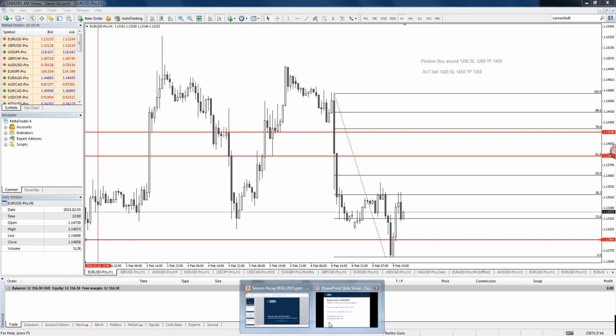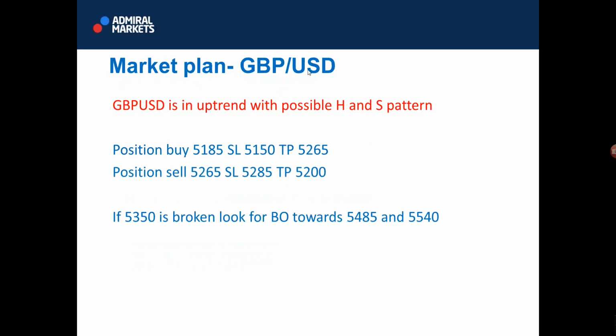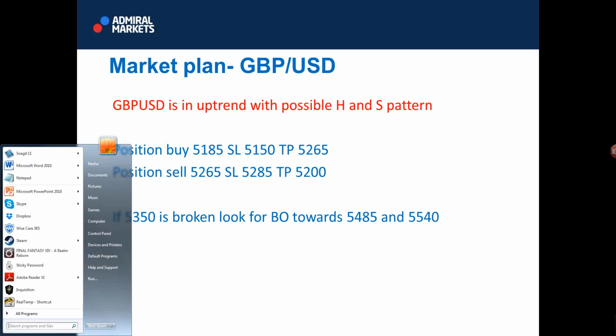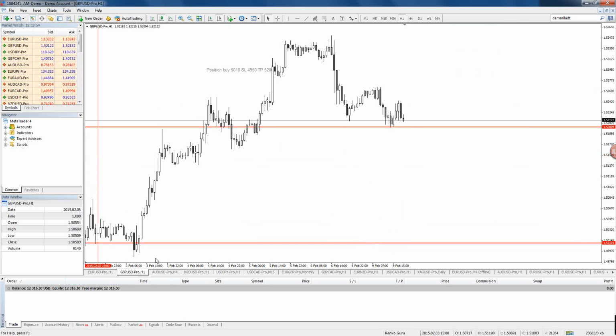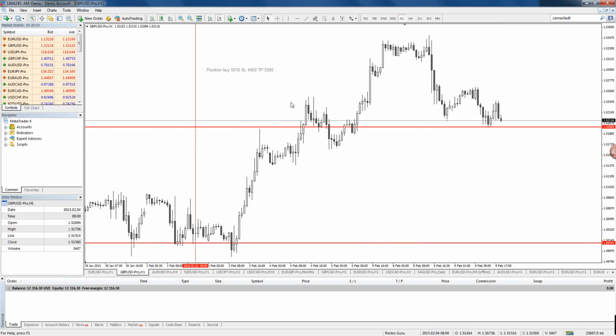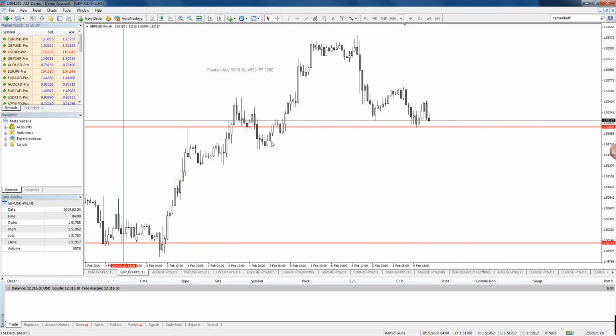Okay. So on cable, it's in uptrend, but with possible head and shoulders pattern. If you take a look at the pair, this is head and shoulders. This is the left shoulder, this is head, this is right shoulder. And from intraday perspective, this is bullish, right? This is bullish because this low still wasn't broken. So it looks bullish, really.